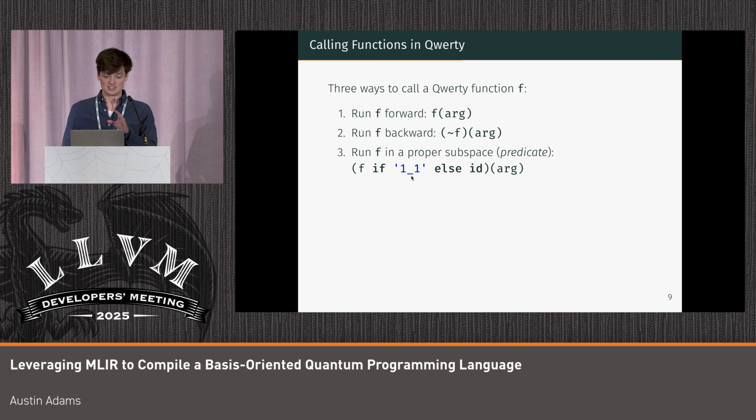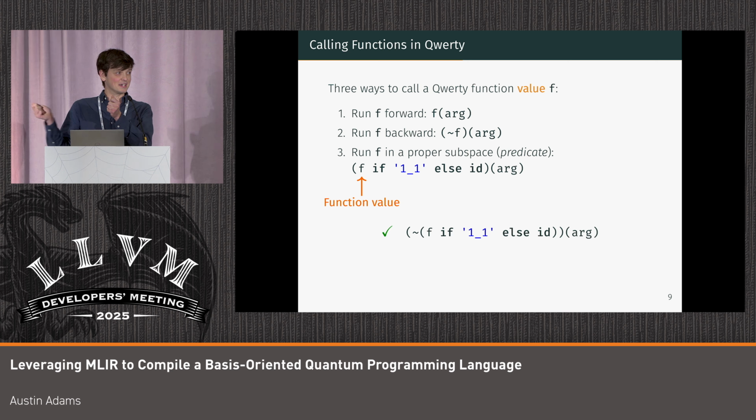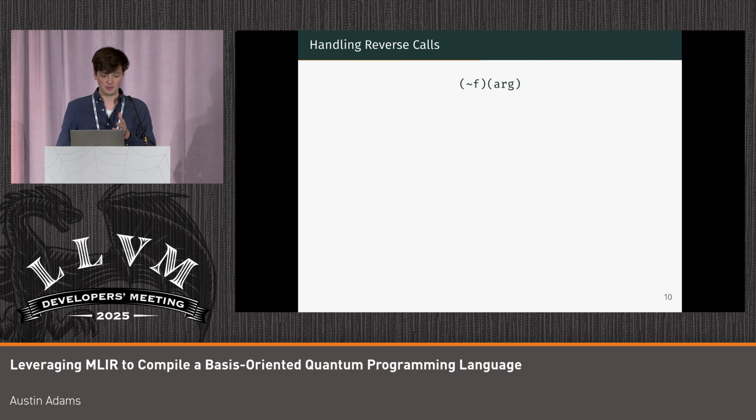But there's even more trickiness to this, because when I'm writing f in all these examples, that's really a function value, not just a symbol name. And so it's possible to compose these crazy things and write something like this, where I'm predicating a function, and then taking the inverse of it and then running that. This is pretty spicy. So how do we deal with this in the compiler?